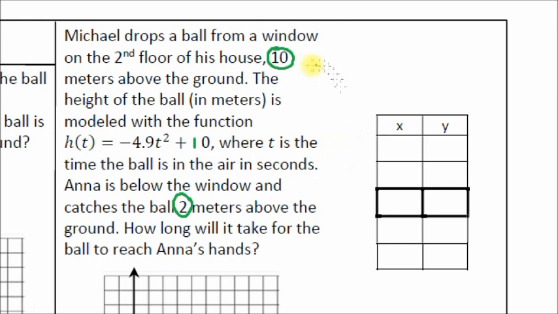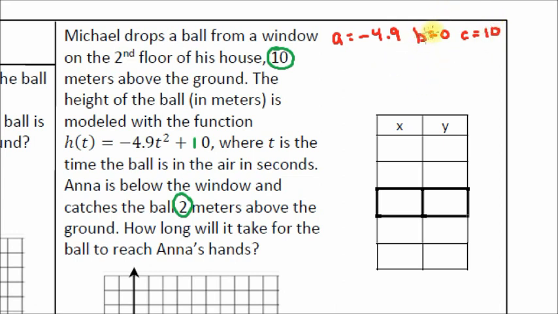So the first thing we're going to do is find the vertex of this quadratic equation. So let's go ahead and write a few things we know. We know that A is equal to negative 4.9. Our B value, there is no B value in this quadratic, so B is equal to 0. And then our C value is equal to 10. So there's our A, B, and C value.